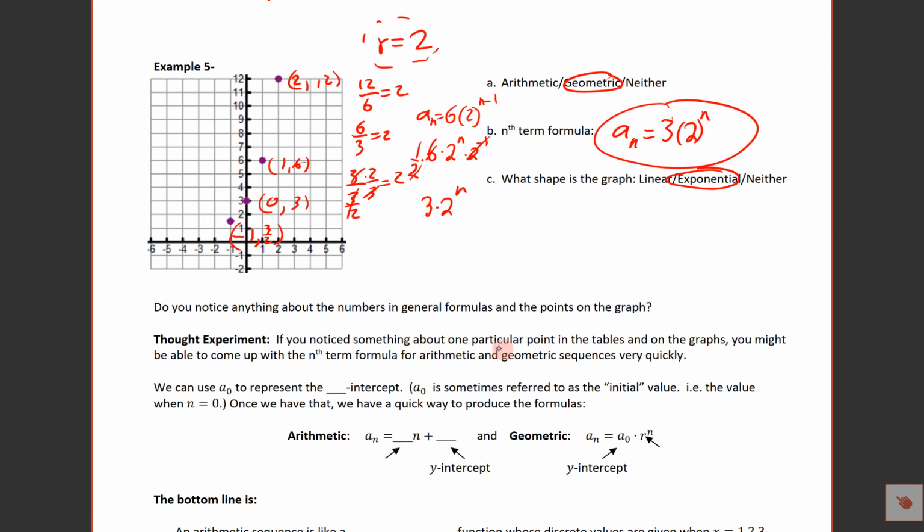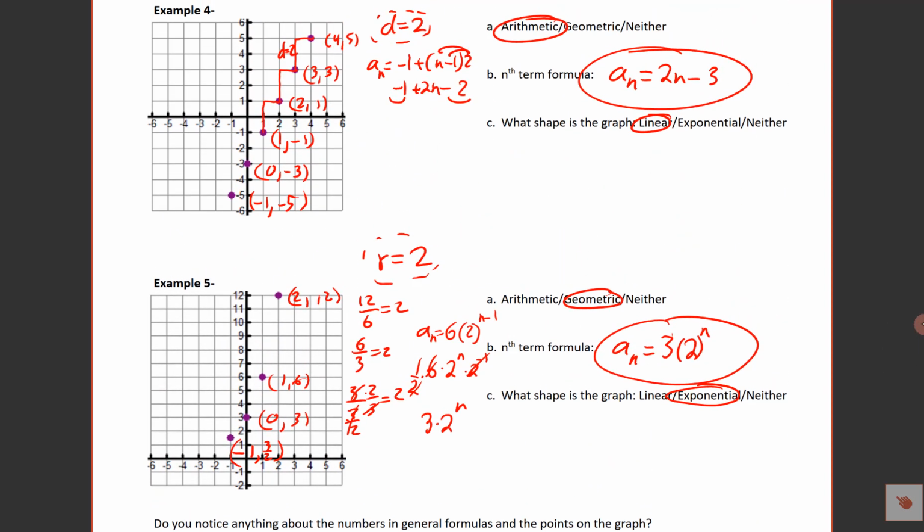So if you notice something about one particular point on the tables and on the graph, you might be able to come up with an nth term formula of an arithmetic or geometric formula very quickly. So let's see if we can identify what's going on here. Again, this is what we keyed off usually. It was the first term. But you'll notice that this 0th term, the one right before it, actually shows up in the formula. So that right there, 0, 3, that 3 goes right there, and then the common ratio goes there, and then it's just to the nth power.